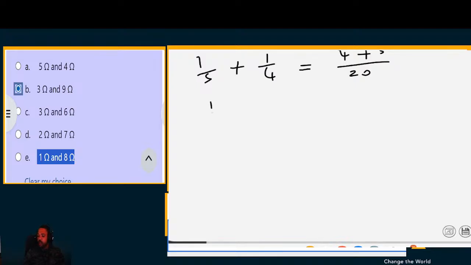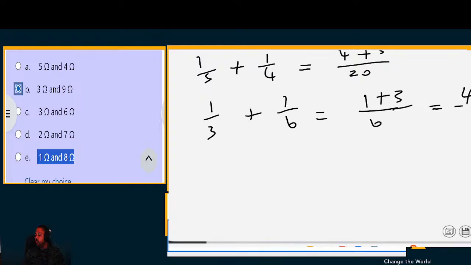Let's try number C, 1 over 3 plus 1 over 6. If we add them together, the common factor is 6. Okay, it does not have 6 there. If we add them together, it's 1 plus 4. 1 plus 3, sorry. Why is my basic math now letting me down? And that's 4 over 6. And it's not 1 over 12.